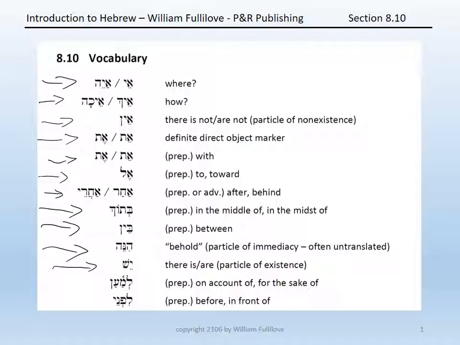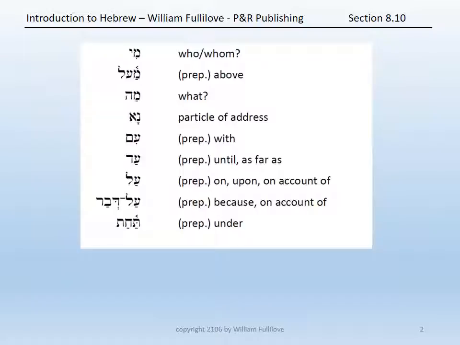Yesh, the particle there is or are, the particle of existence. Lama'an, the preposition indicating on account of or for the sake of. Lifnei, the preposition before or in front of. Mi, the interrogative who or whom. Ma'al, the preposition above.